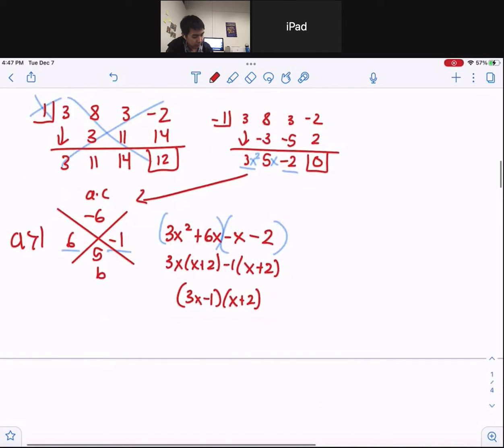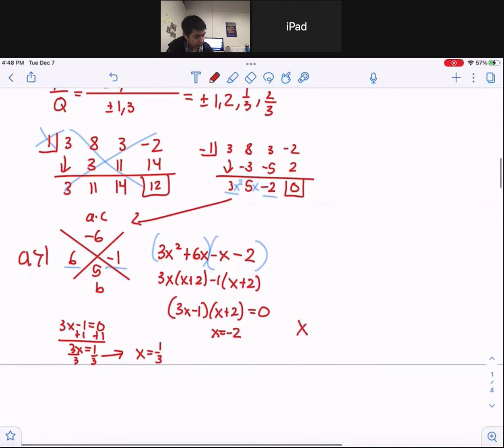So this zero is going to be -2, but this one's trickier because you have to figure out what value of x would make that 0. So if you're stuck, what you could do is just set this equal to 0, and solve. x would equal 1/3. So x is ultimately going to equal 1/3, -2, and -1 from the one we found previously.